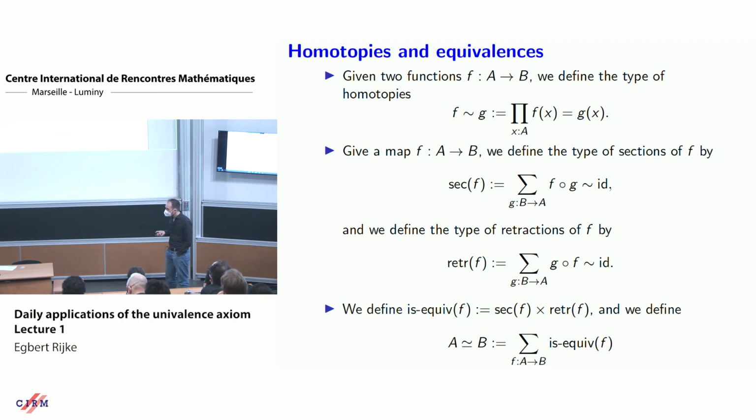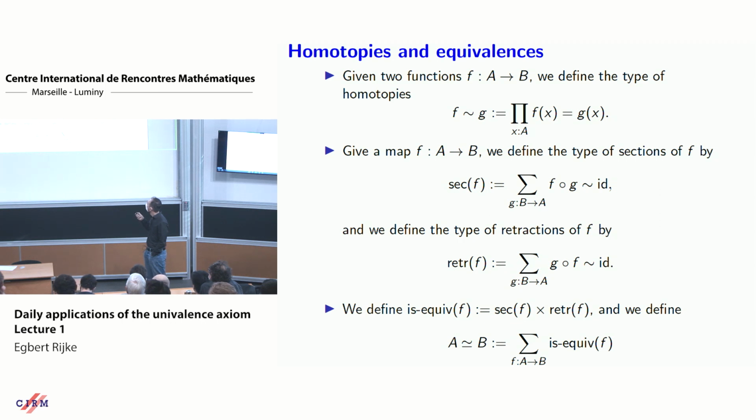Then on to homotopies. A homotopy for us is a pointwise equality. So we take a function f from A to B, or more generally, you could make this a dependent function, but just for simplicity, I wrote here a non-dependent function. I'm also assuming a g from A to B. And then the type of homotopies from f to g is just the type of pointwise identifications between the values of f and the values of g. Okay, so now we have a notion of homotopies.